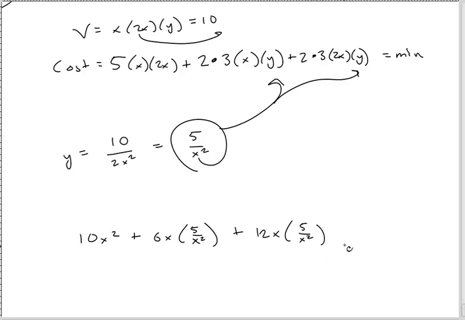And this is still equal to a minimum, because that's my cost. I can cancel a little bit, but it really is not as nice as you might think. These x's here cancel, those x's there cancel. Here I got a 30. There I got 60, I think. So I can add them together to make a 90. So I got 10x squared plus 90 over x is still my minimum.